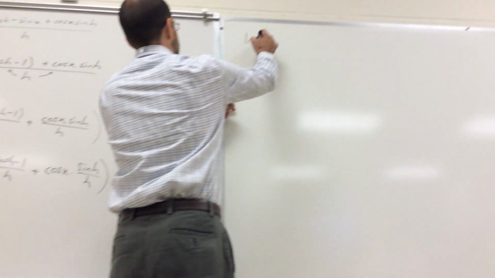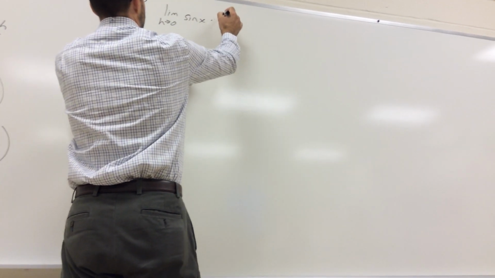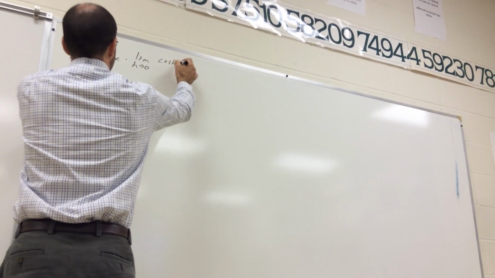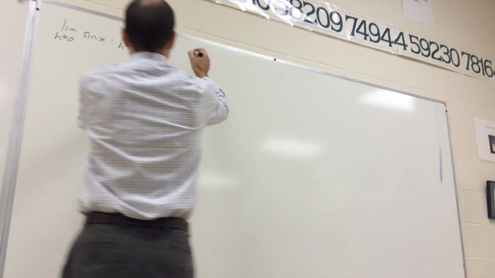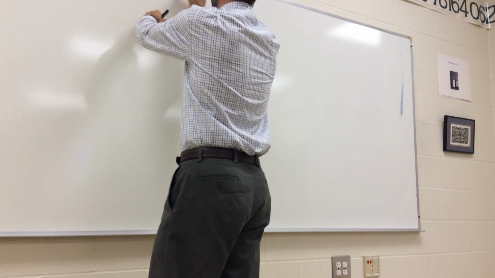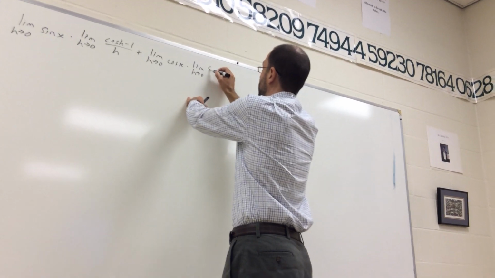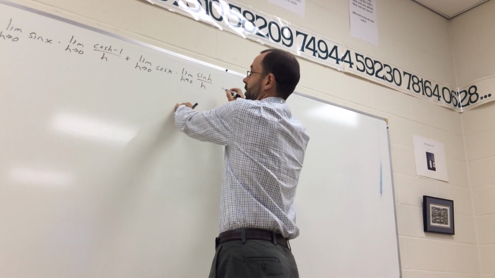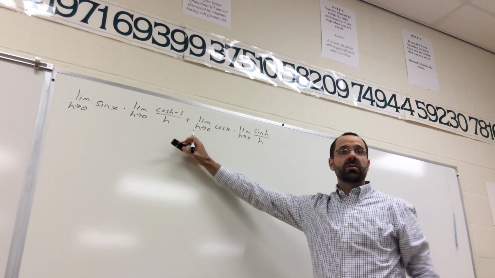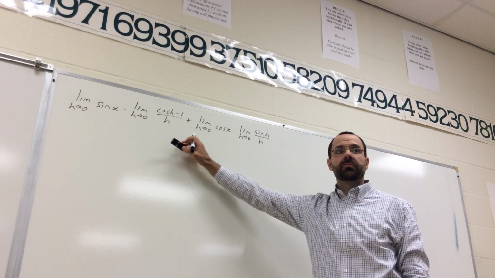Okay, so that's the limit as h goes to 0 of sine of x times the limit as h goes to 0 of cosine of h minus 1 all over h, plus the limit as h goes to 0 of cosine of x times the limit as h goes to 0 of sine of h over h. So a bunch of limits using two different limit laws. Limit can go past plus, and limit can also go past multiplication.